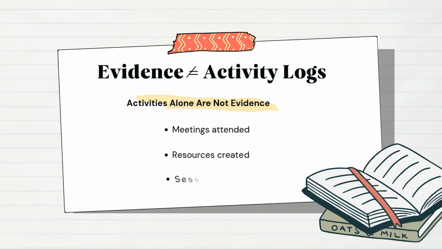One common misconception is treating activity logs as evidence. Listing meetings attended, resources created, or sessions facilitated does not automatically demonstrate impact. For scorers, activity only matters when it is clearly connected to change or influence.